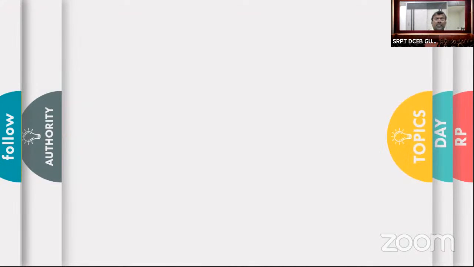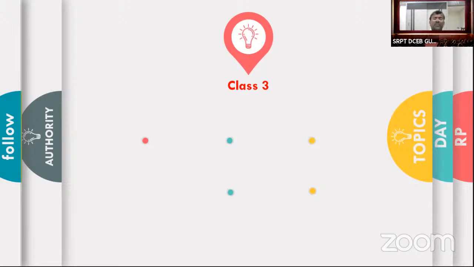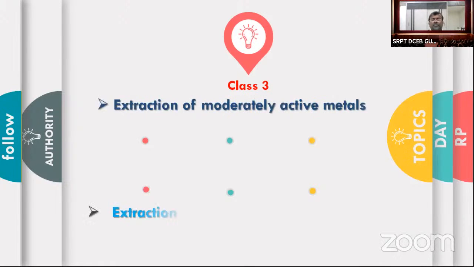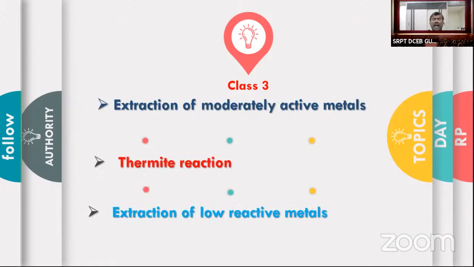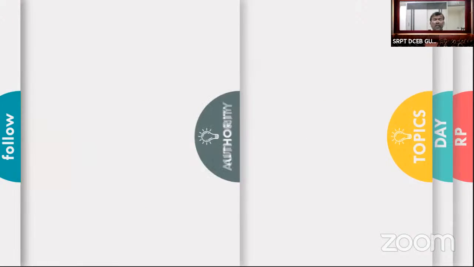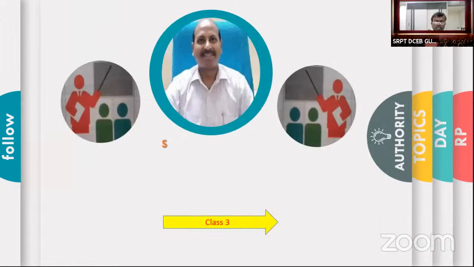Now let us see what topics are going to be covered in this class. We are going to learn about the extraction of the moderately active metals. In our previous class, we learned about the extraction of the highly reactive metals from their ores. In this lesson, you are going to learn one important topic, that is the thermite reaction. It's very, very important from the examination point of view. Hope you will pay maximum attention. If time permits, we are going to learn the extraction of the low reactive metals also. Now, let us get into the lesson directly.